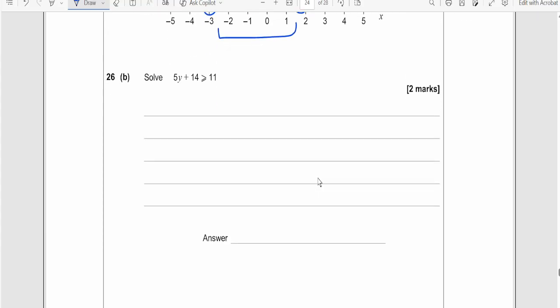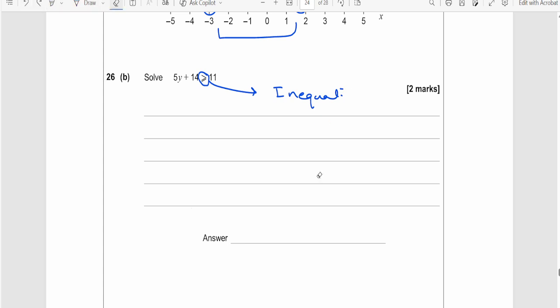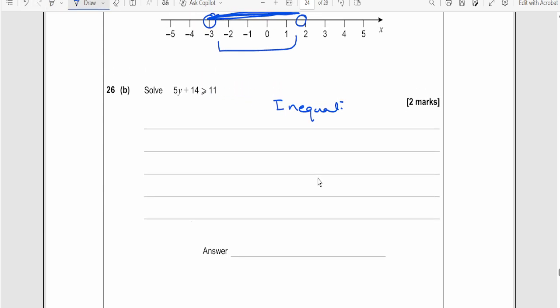Okay, let's solve this. So this is an inequality. When we have this sign, this is a sign of inequality, right? When we have an equal sign, that is called an equation. So let me erase this. Whenever we have to solve it, we have to find the value of the variable. What is the variable here? Is it y? Yes, it is y. Just y, not 5. So we need only y on this side. All other terms I should move to the other side, okay?